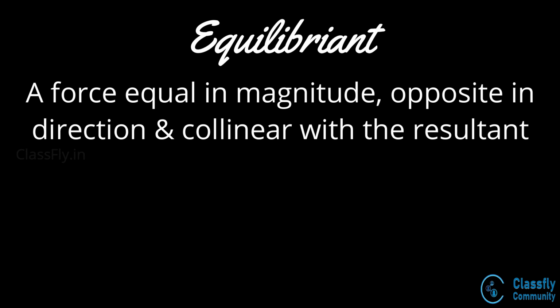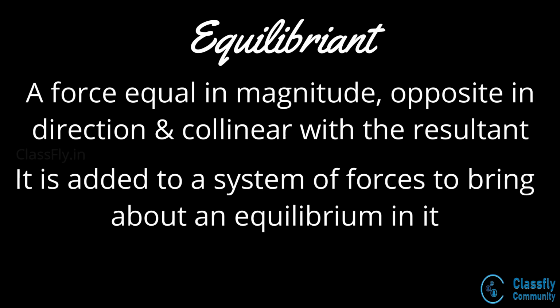Next, what is an equilibriant? An equilibriant is a force equal in magnitude, opposite in direction and collinear with the resultant, which is added to the system of forces to bring in equilibrium. It means that if a system is not in equilibrium and we want to bring it to the equilibrium state, then we add a force which is equal in magnitude, acts opposite in direction and is collinear with the resultant of the already existing forces. Hence, the force added which brings about the equilibrium in the system is known as the equilibriant.